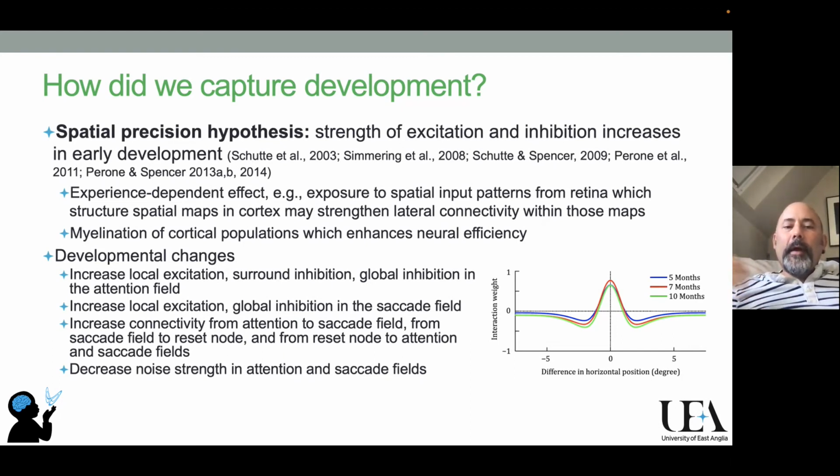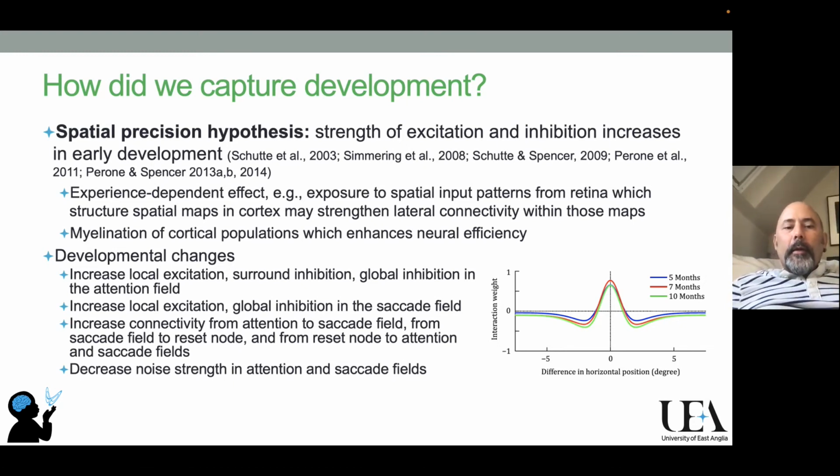Similarly, it may also reflect the myelination of cortical populations within these spatial maps related to attention. And actually, recent exciting data looking at myelination has shown how profoundly experience-dependent myelination patterns are in cortex. So these may actually be related stories that I'm telling here.